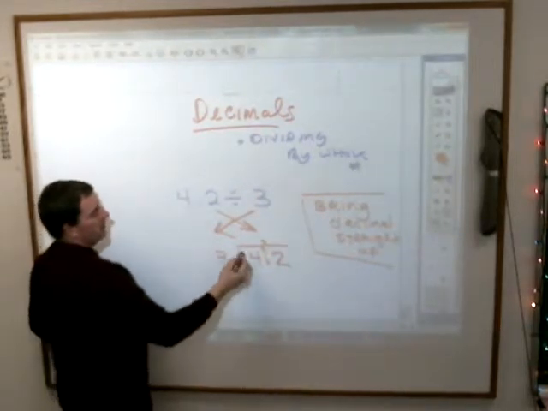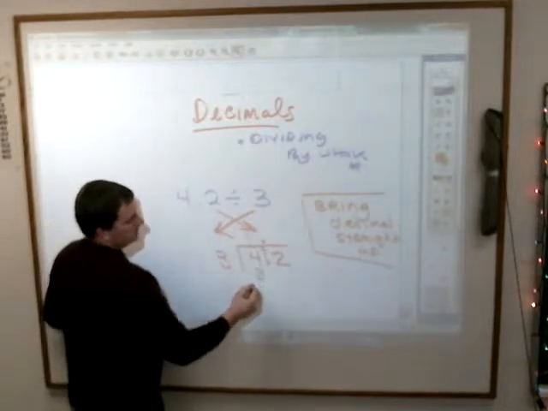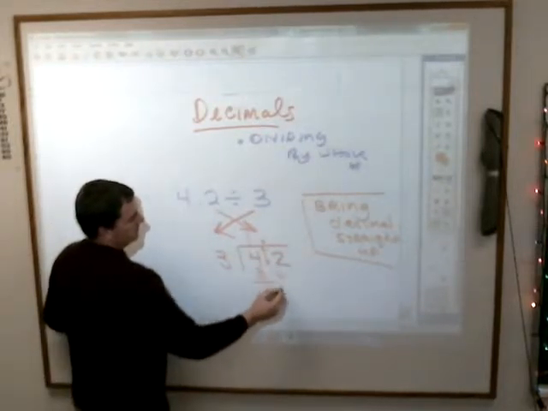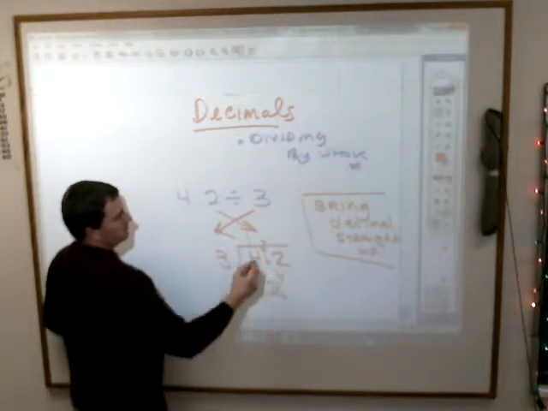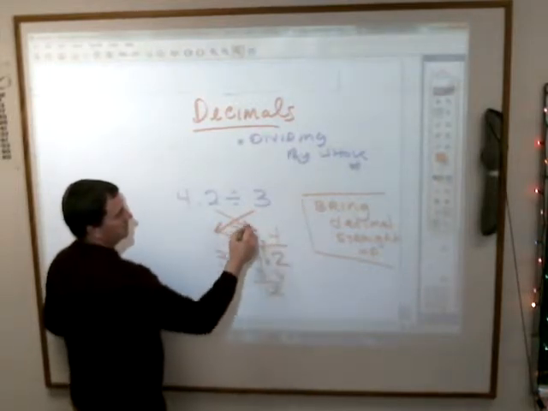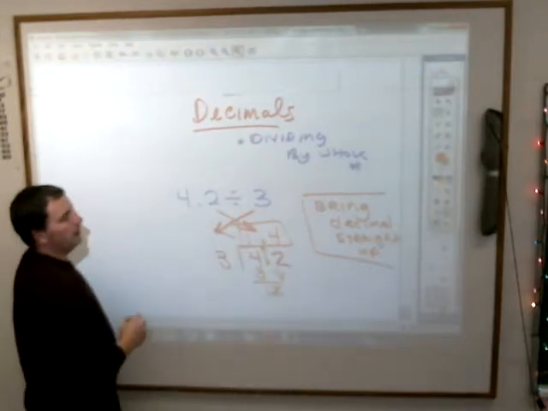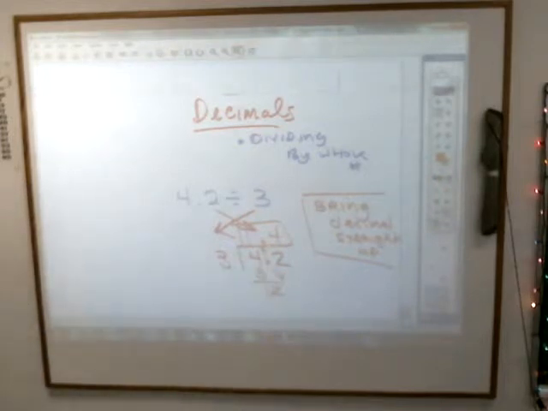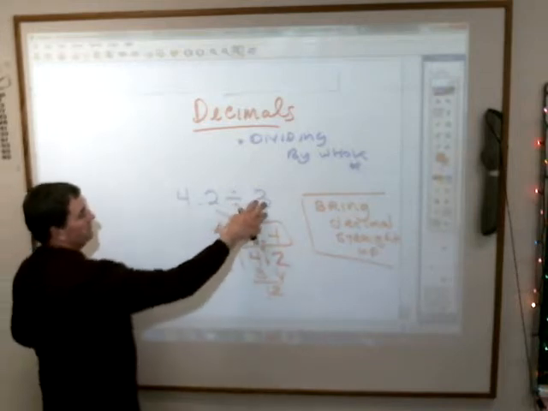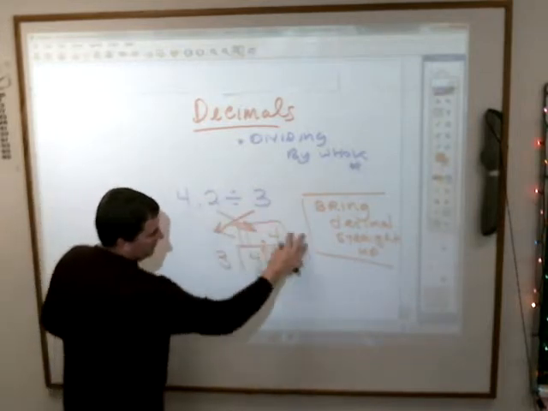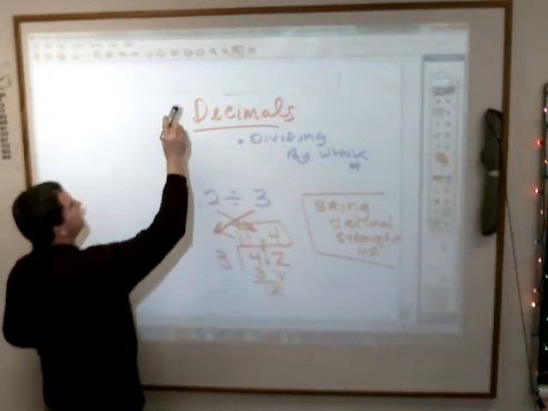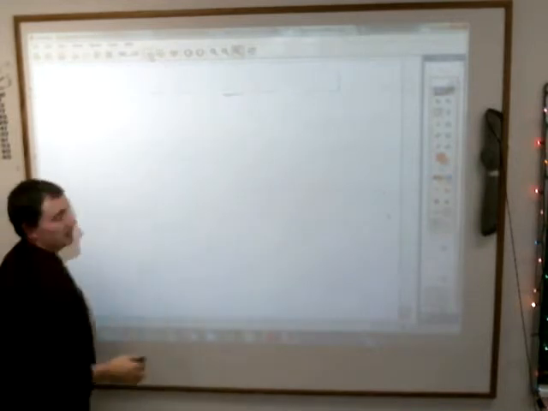How many times does 3 go into 4? Once. Bring down the 2. 3 goes into 12 4 times. So your answer is 1.4. Now other things have to happen later on. We'll get to when there's a decimal over here on the outside. You've got to do some other things. But for right now, that is simply put going to get you there.